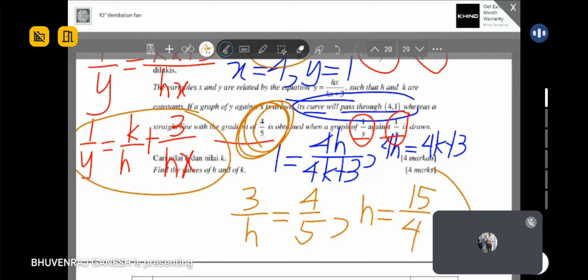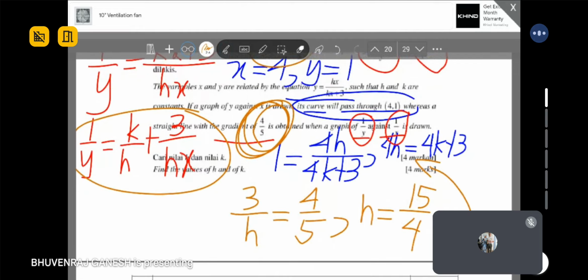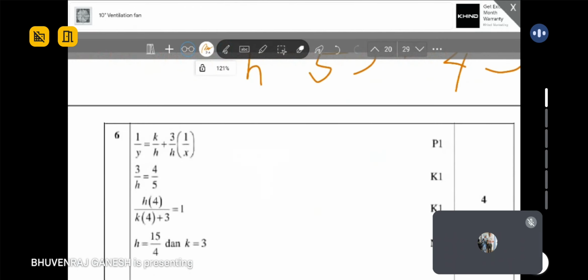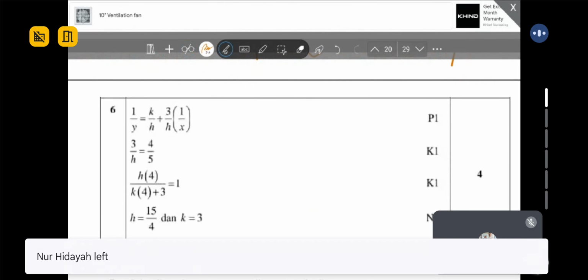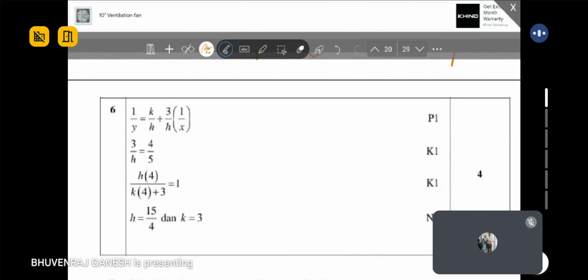Then substitute this into this equation. Substitute for h, and then you will get the answer D. So this is your final answer: h equals 15 over 4, k equals 3.